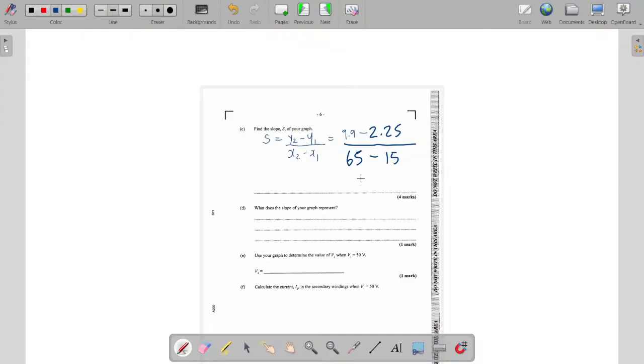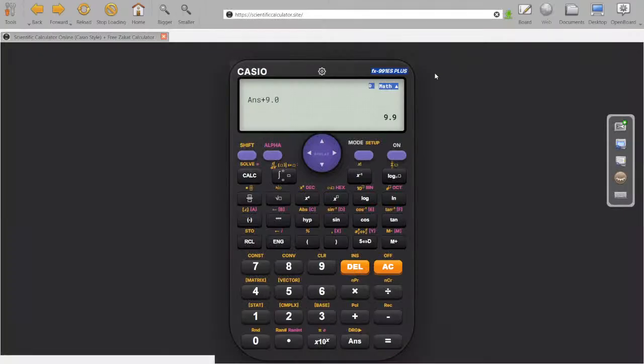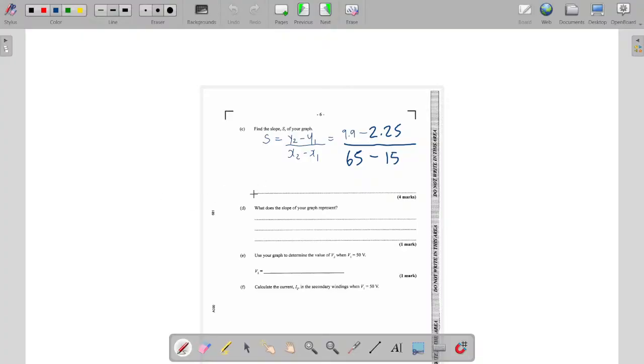And so we just clean that up. 9.9 minus 2.25 gives us 7.65. So we have S being equal to 7.65 divided by 65 minus 15. That should give us 50.